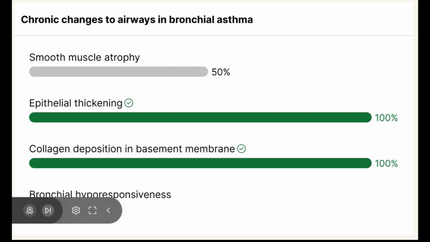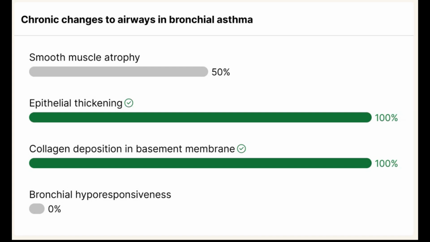So this question tests your understanding of the chronic changes to the airways in bronchial asthma. It rather causes smooth muscle hypertrophy. Basically the principle is that the chronic changes lead to further narrowing of the bronchi, so the diameter of the bronchi reduces. So anything that facilitates the narrowing is what is true. So it doesn't cause smooth muscle atrophy, but rather hypertrophy. Causes epithelial thickening, yes. Deposition in the basement membrane, that is also true.